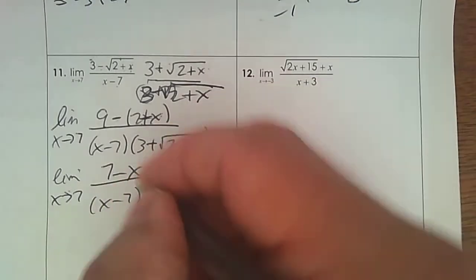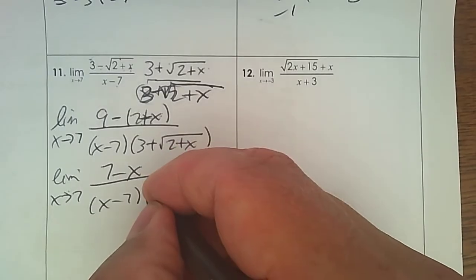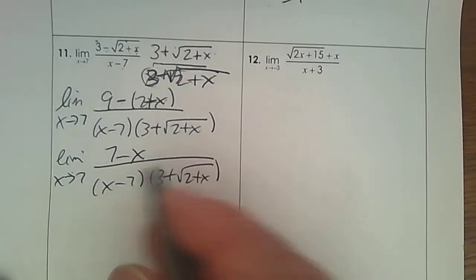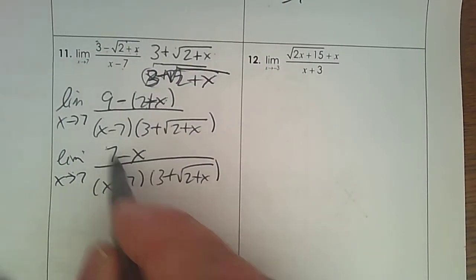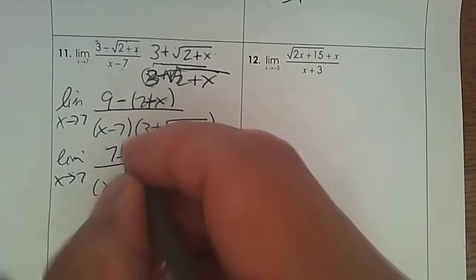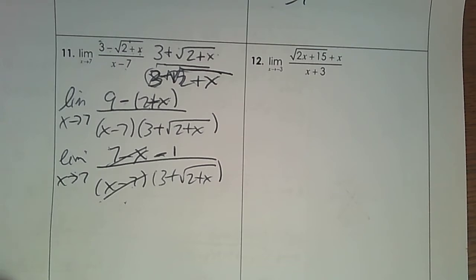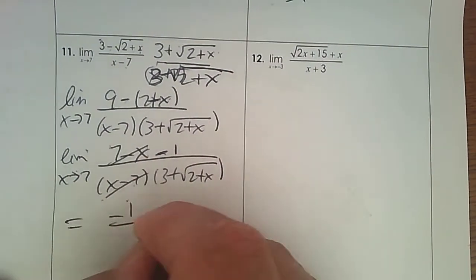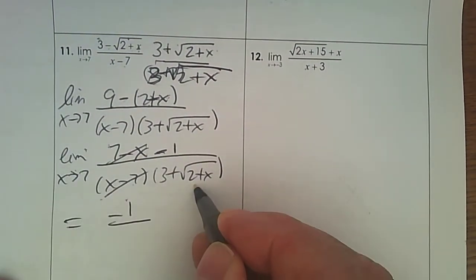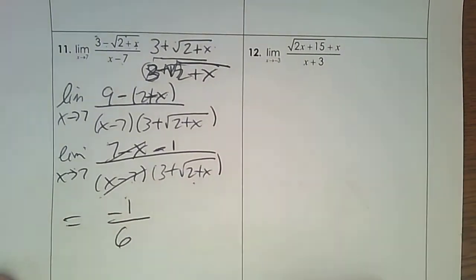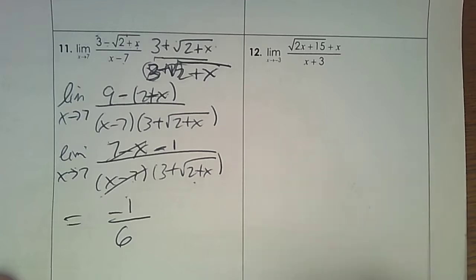Now look carefully. This happened on the last question. That these are exact opposites. Positive 7, negative x, positive x. So they divide out, and what you're left with is negative 1. So now I can do a substitution. I got negative 1, and then when I plug in 7, that's the square root of 9. So that's 3 plus 3. So the answer is negative 1/6.